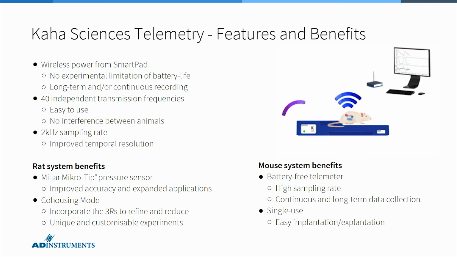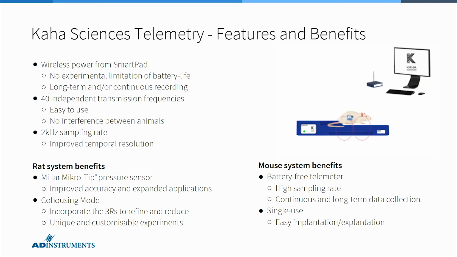The rat telemetry system incorporates the Millar Mikro-Tip pressure sensor for improved accuracy and expanded applications for pressure telemetry. And the co-housing mode improves the welfare of your animals, but also allows you to refine your experiments and extract as much data from your animals as you can.